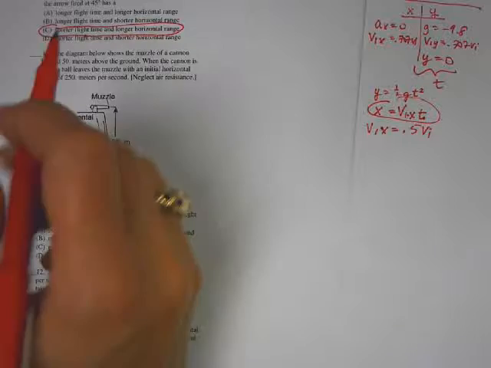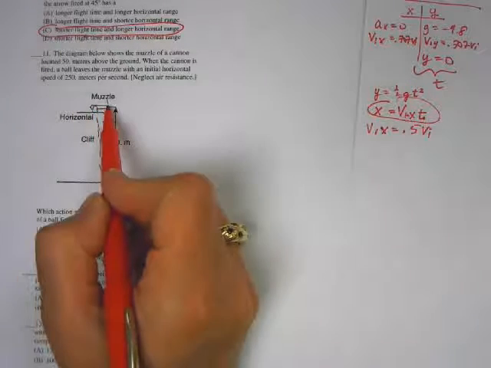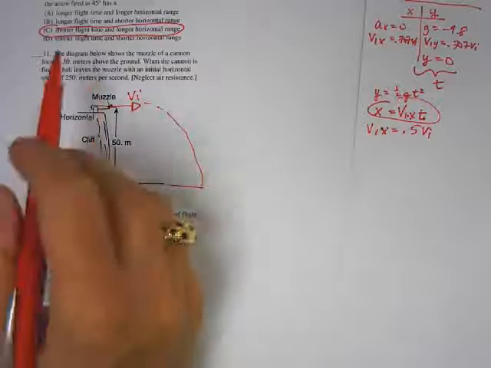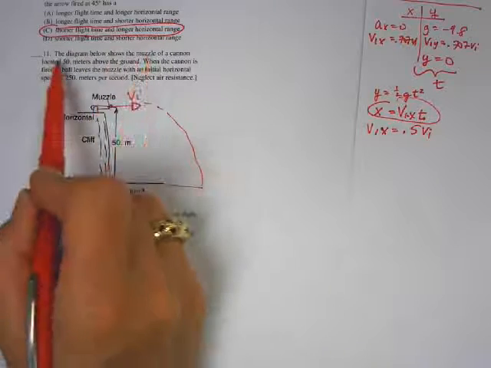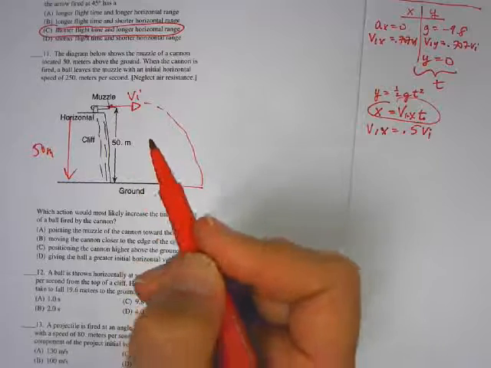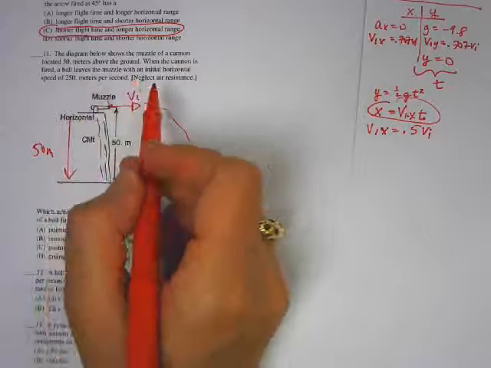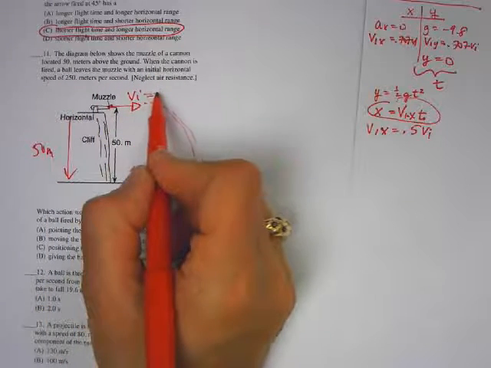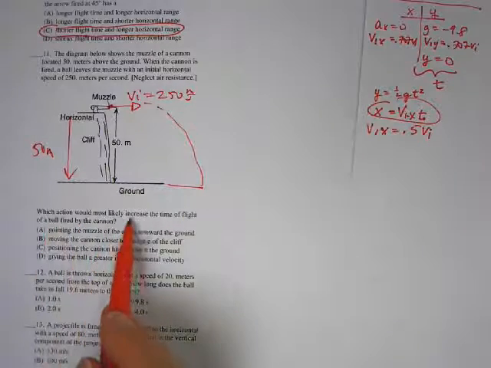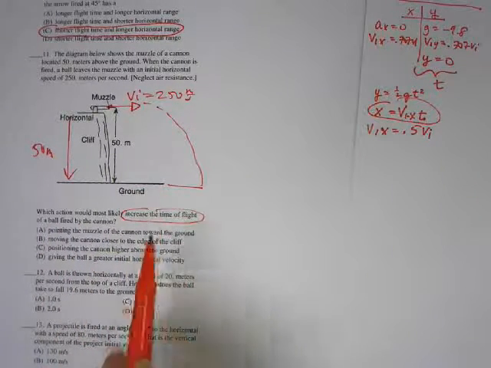So this is the one where the initial velocity is like this, VI, and it's going to go like this. It says the diagram below shows a cannon. This is 50 meters. When the cannon is fired, it leaves with a horizontal speed of 250. So now it says, which action would most likely increase the time? So now we want to increase the time.